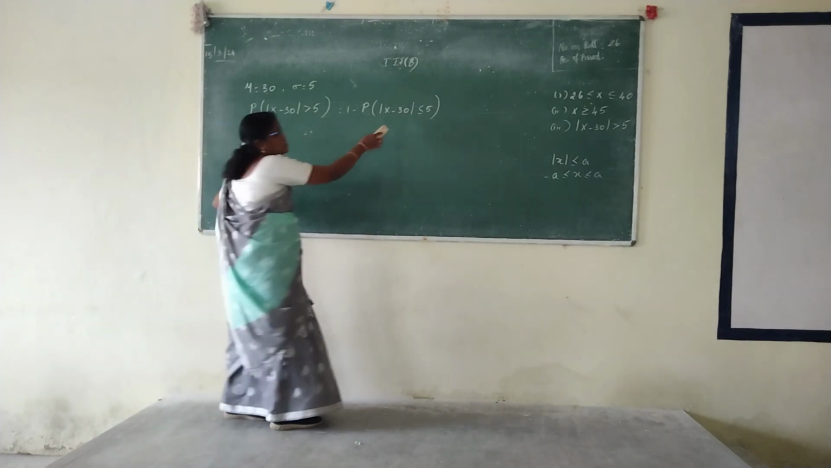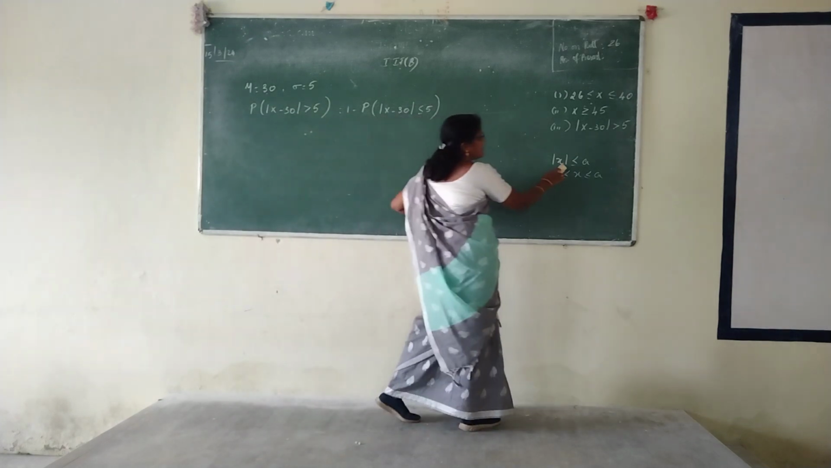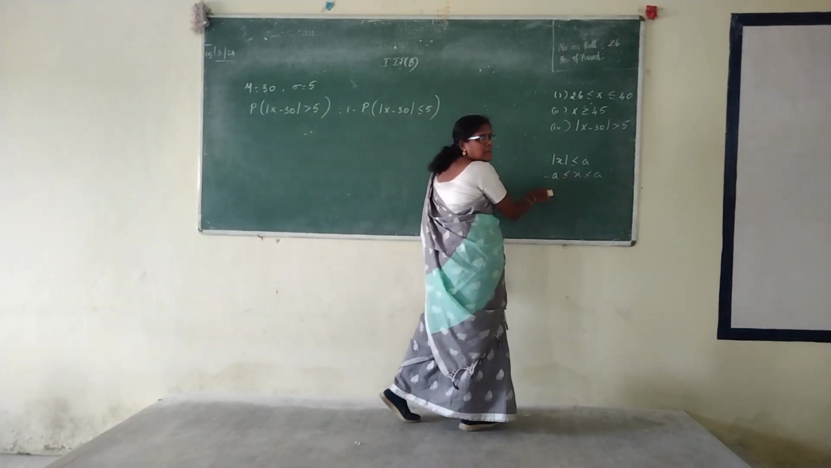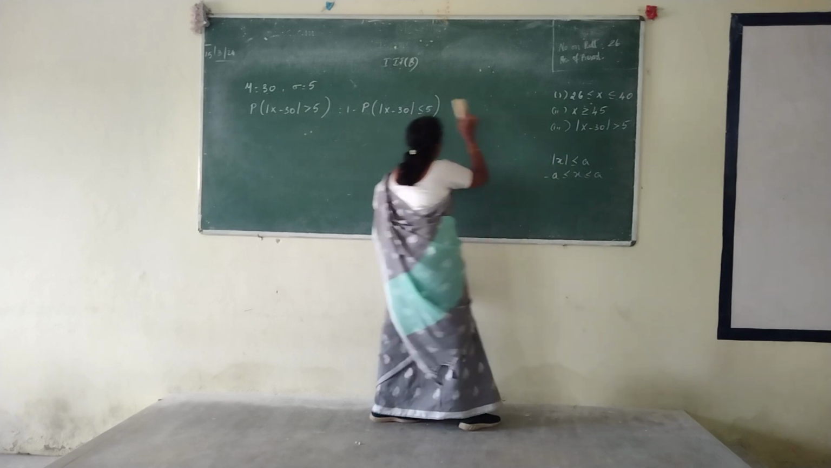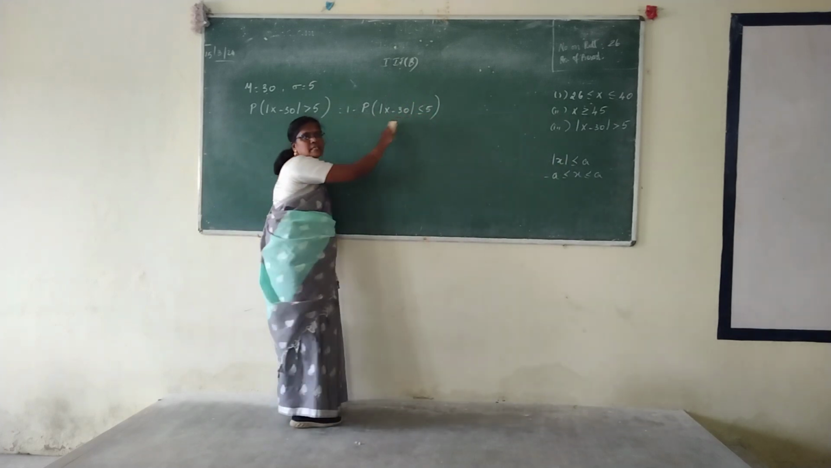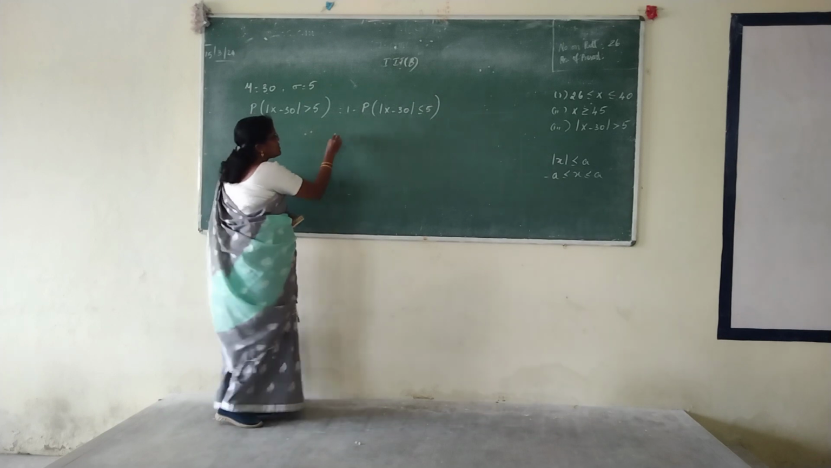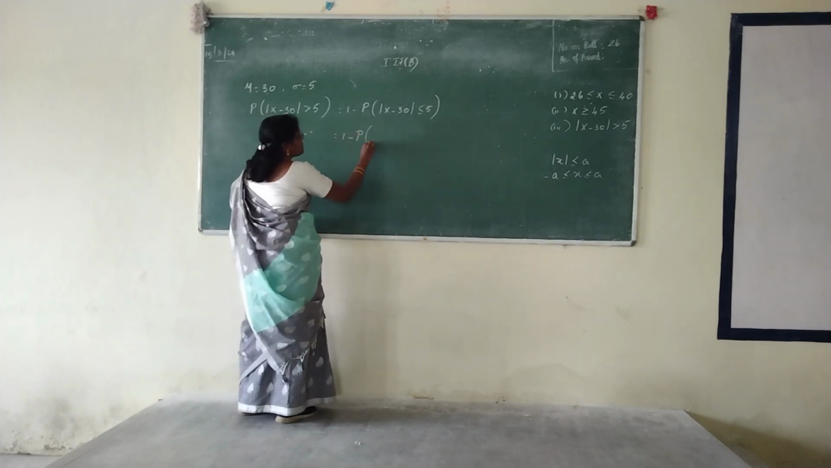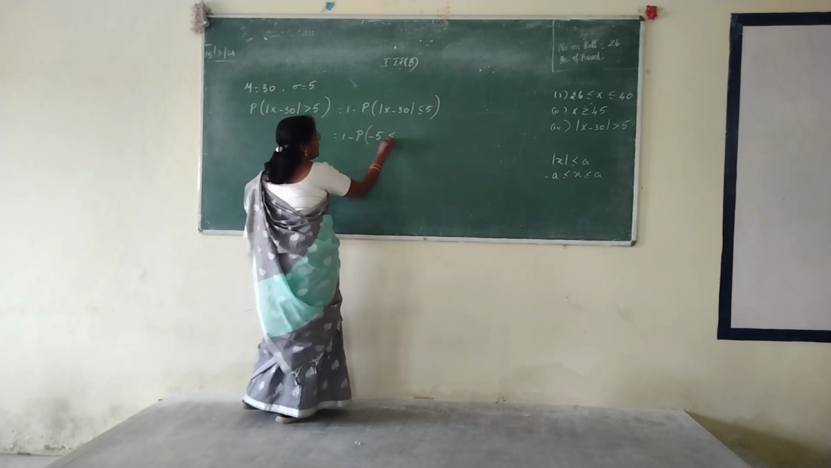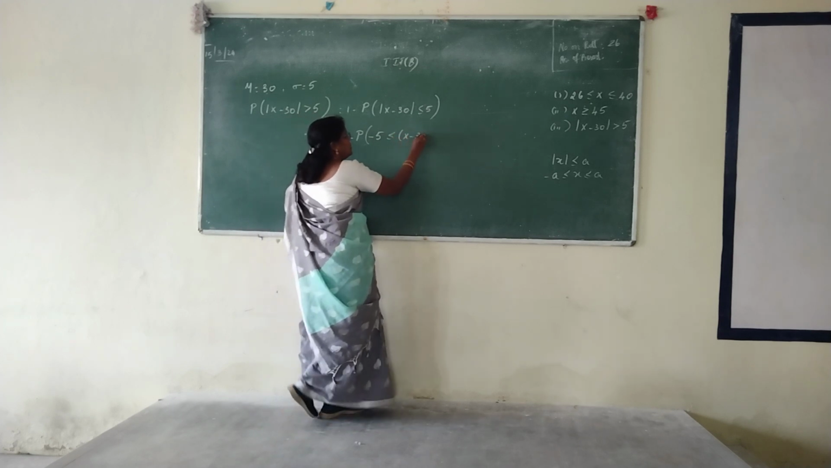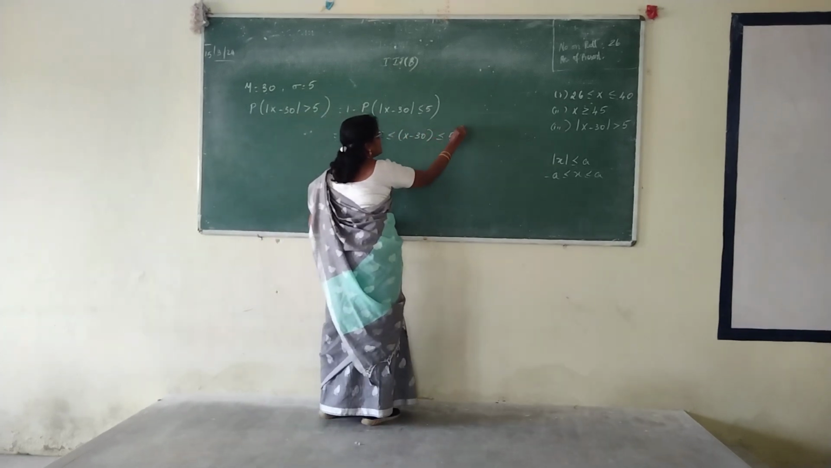So now you rewrite this one. What I told you: mod x less than or equal to a can be written as minus a to plus a. Here instead of x, we are having x minus 30. So this is written as 1 minus probability of minus 5 less than or equal to x minus 30 less than or equal to 5.